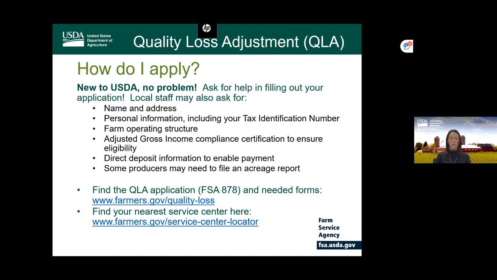If you're brand new with working with FSA, that's not a problem at all. We want you to contact your local county office. There's a link at the bottom, the last bullet of this slide, for contact information to get a hold of your local office. They'll ask you for your name and address, some personal information, including your tax ID number, your farm operating structure. You'll have to complete forms for your adjusted gross income and other certifications.